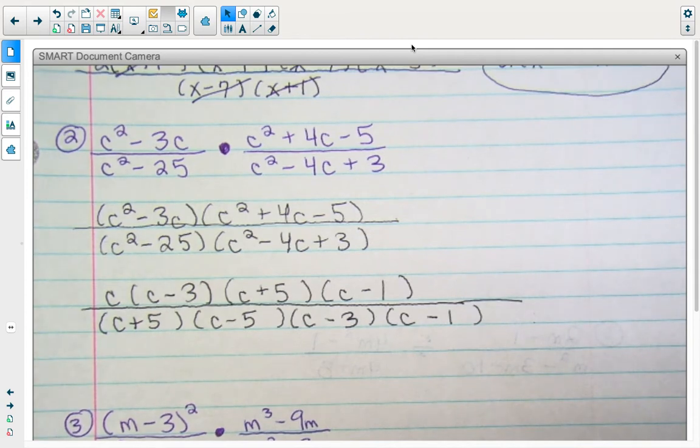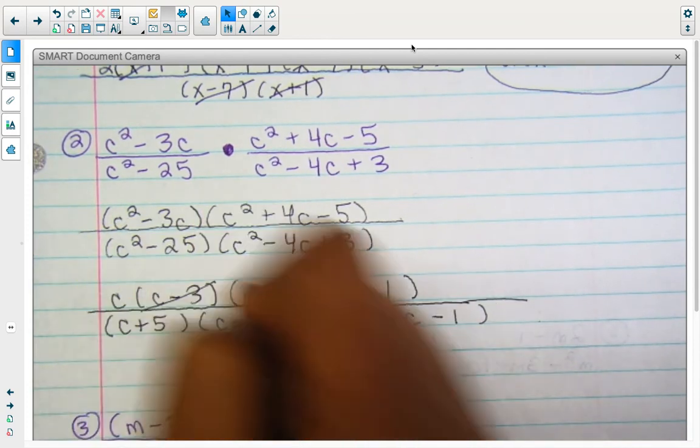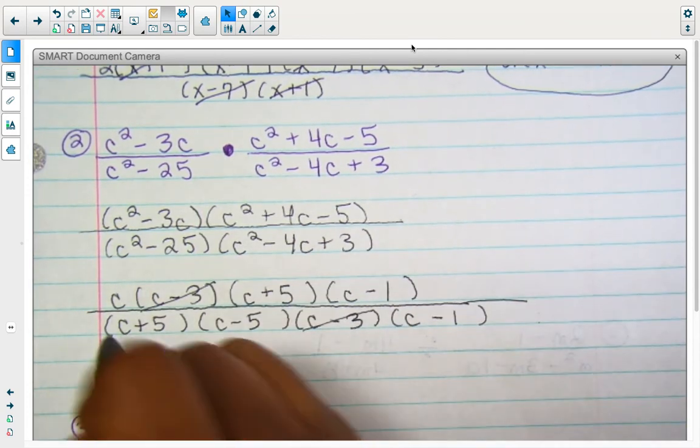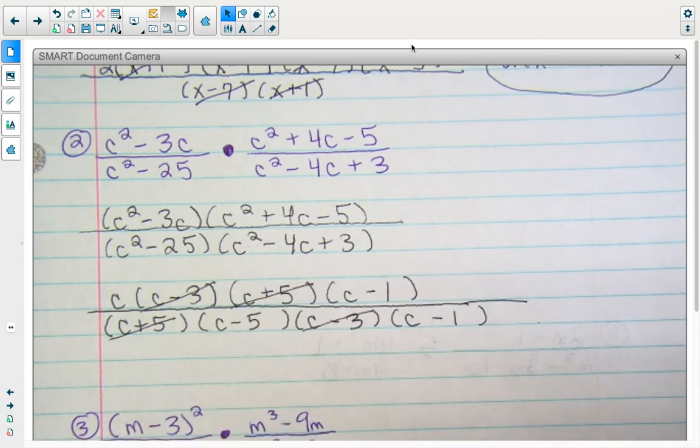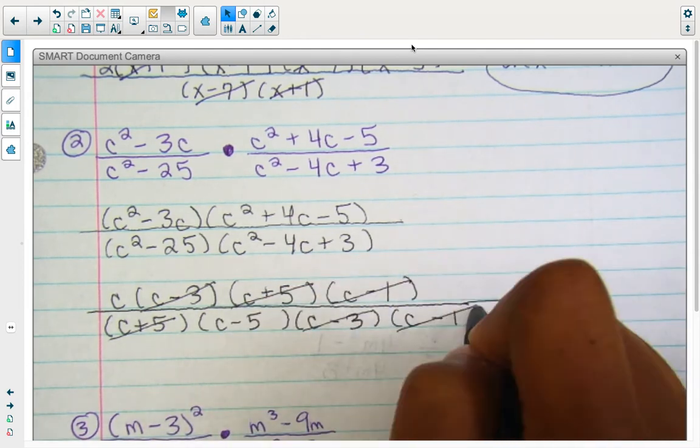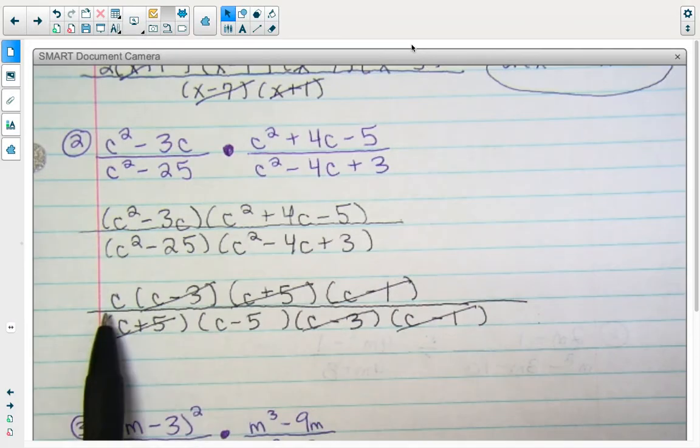Now that everything is completely factored, now that we have broken everything completely down, you can start crossing stuff out like we did yesterday. So c minus 3 goes away. What else? C plus 5 and c minus 1. So our final answer, left on top, I got a c that's left over.